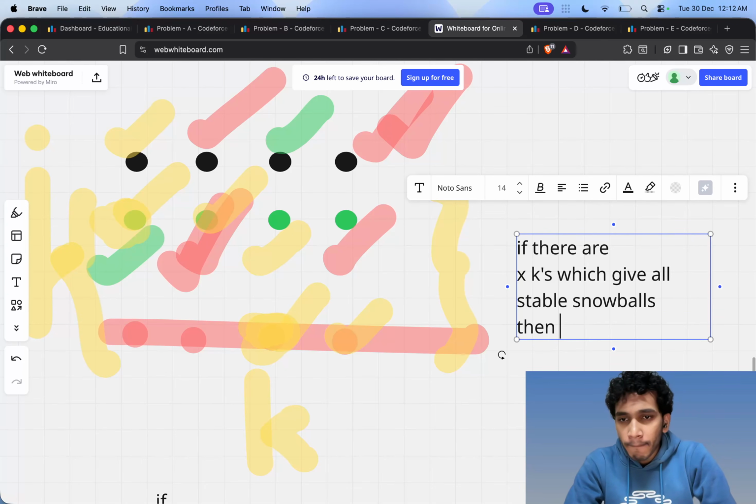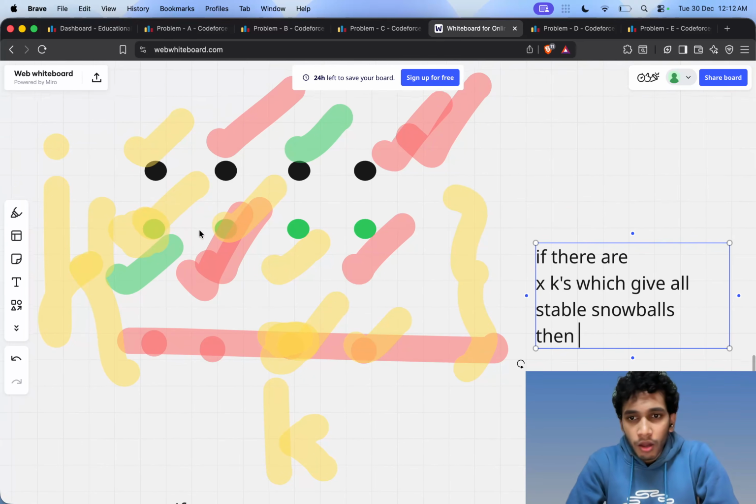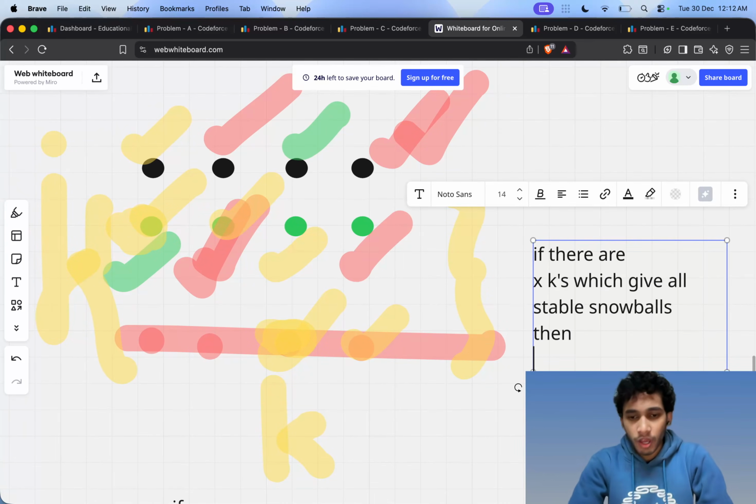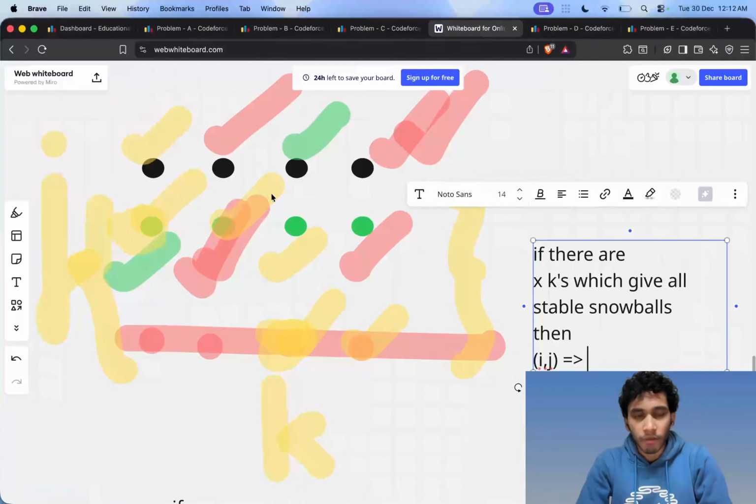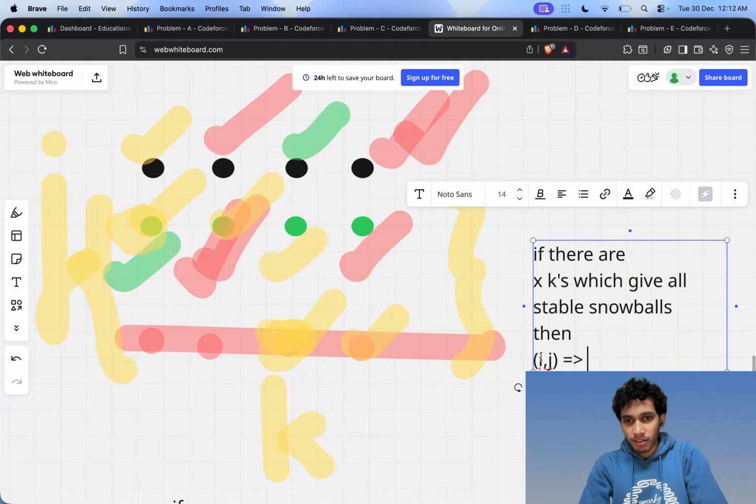Then, for a combination i, j, how many possible tuples are there? That is, how many possible i, j, k are there? Because i, j gives stable, then j gives stable with k. All right. Then there are total X possible scenarios where we get a stable combination of snowballs.